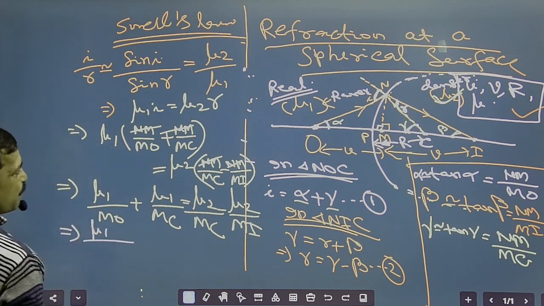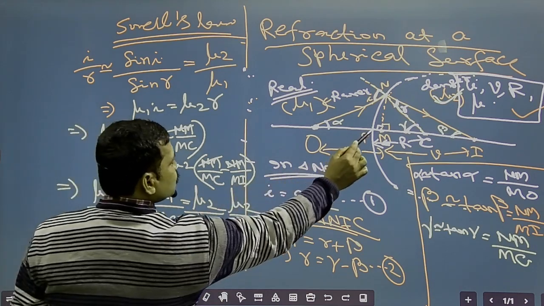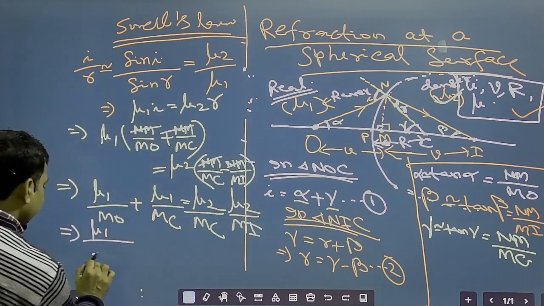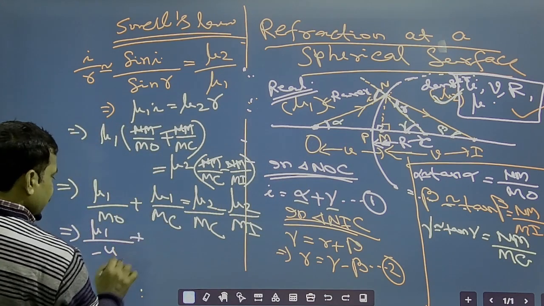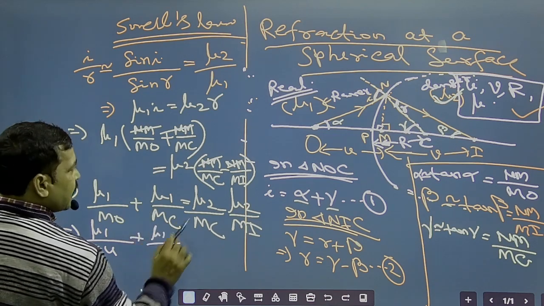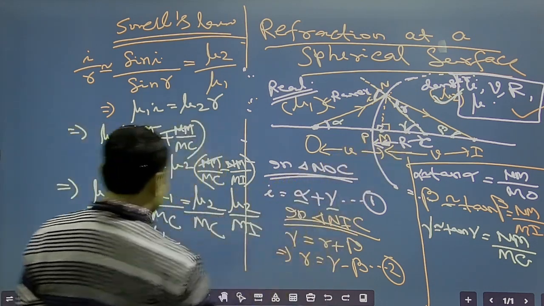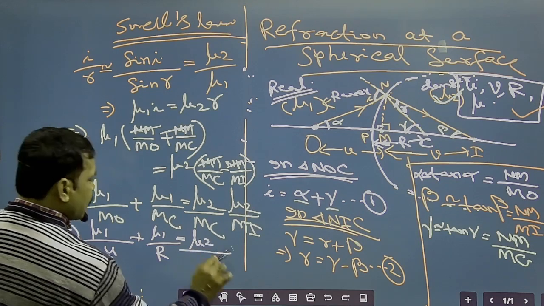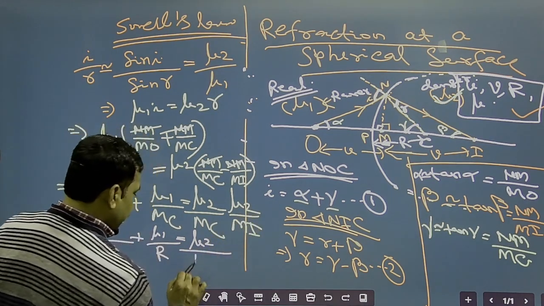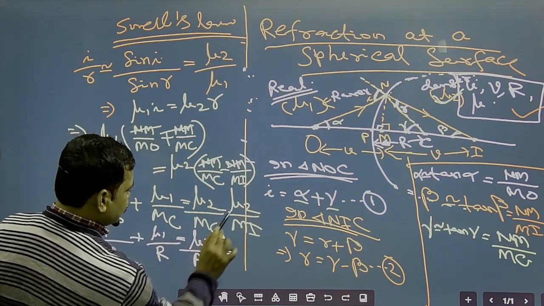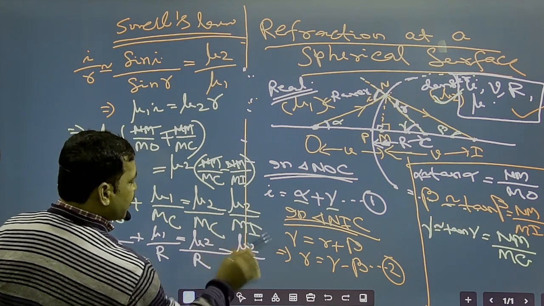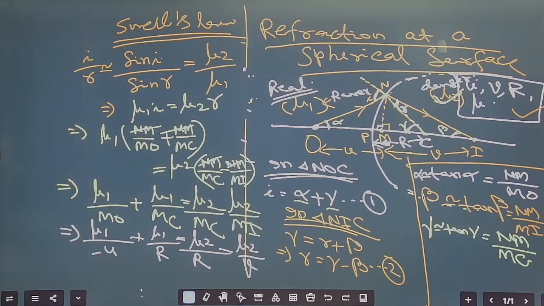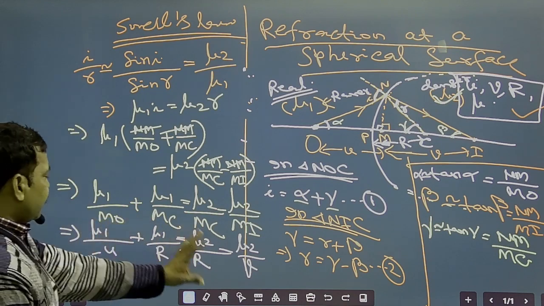Mu1 upon MO. So MO is your PO, and PO is your object distance. Object distance is on the left side, so I'll write this one as minus U, plus mu1 upon MC. MC is on the right side, so this will be plus R, right? So this will be mu2 upon MC, that is on the right side, plus R, minus mu2 upon MI. Here MI is your image distance, that is also on the right side, so this is positive, right? So you already got these derivations.